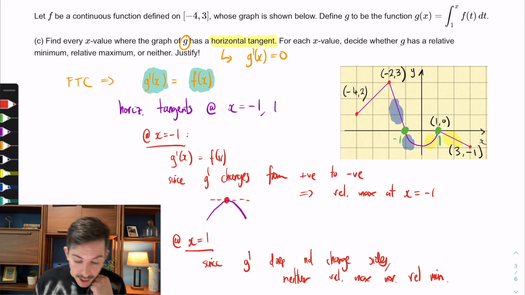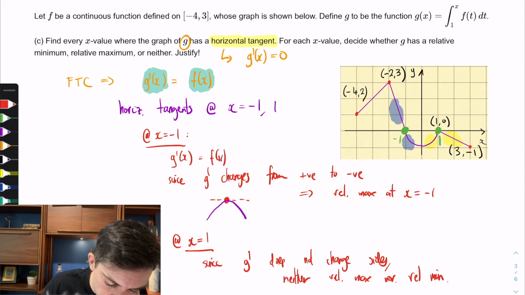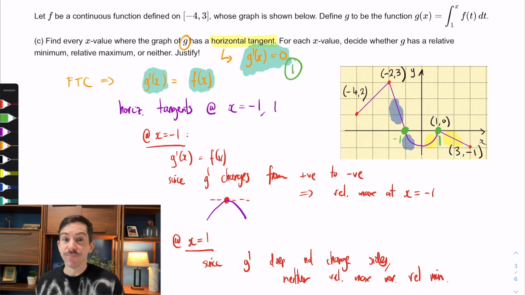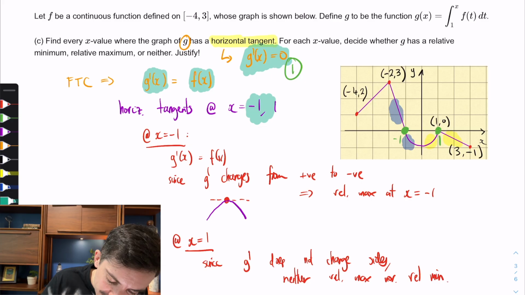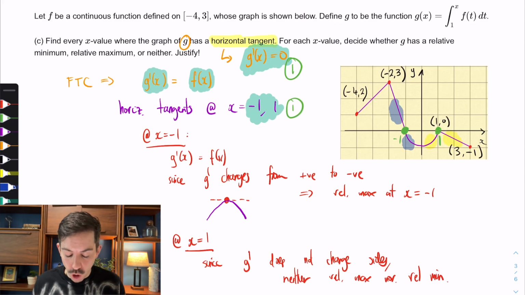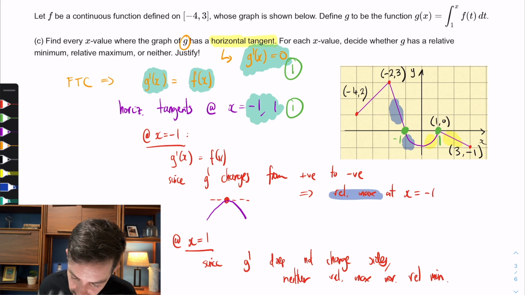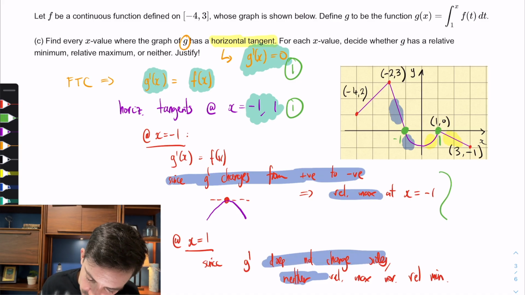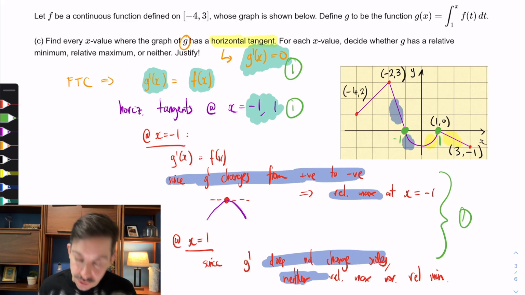And that's us done. Let's see how the points were divvied up here. So we got 1 point for even just knowing that we were supposed to work with g prime being 0. We got our second point for finding these x values, plus or minus 1. And for our final point, we needed to have our answer, not only the relative max and neither, but we also needed to have this explanation, this justification about changing sign or not changing sign. So you really had to work pretty hard to earn that third and final point.